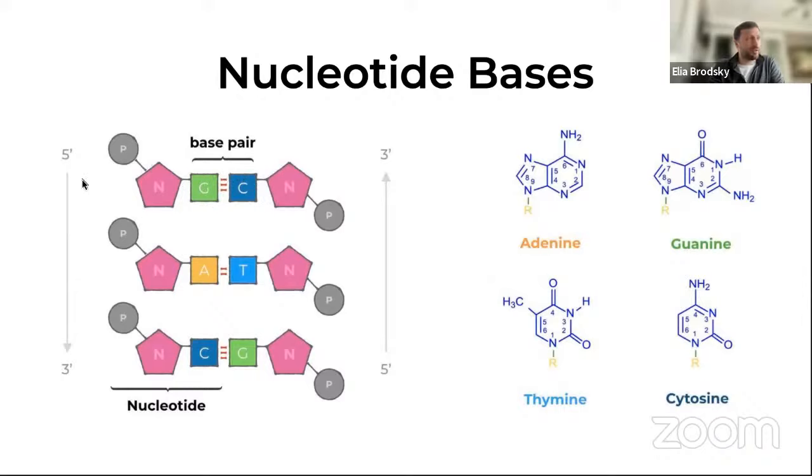This molecule can be read from both sides. So you can see the 3' and the 5' ends. So you can read from either side. And this single base pair represents some kind of a nucleotide. So this nucleotide, we would refer to as one of these: adenine, guanine, thymine, and cytosine.